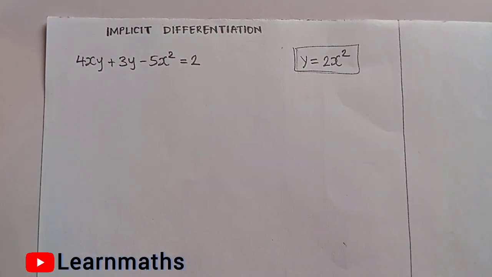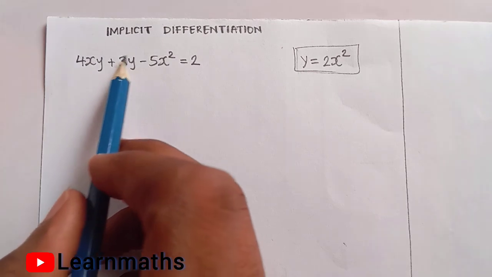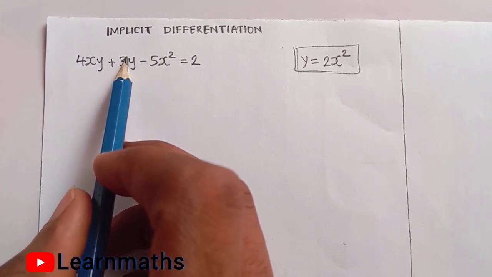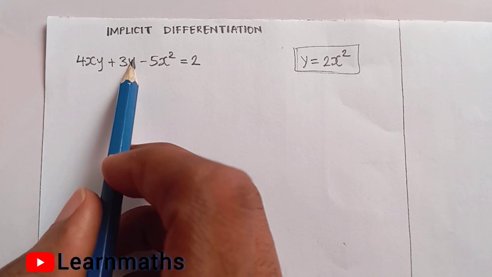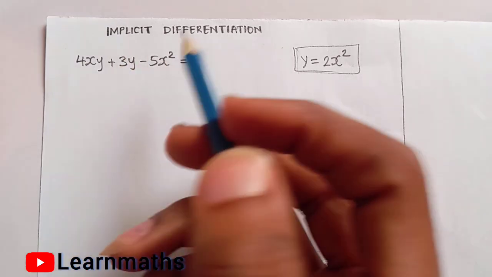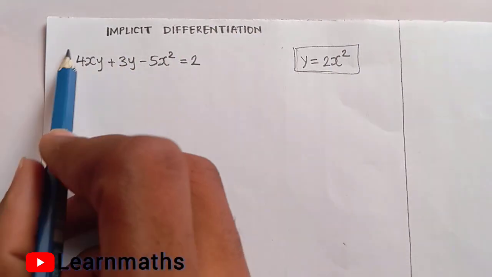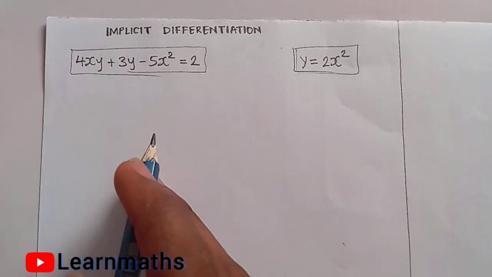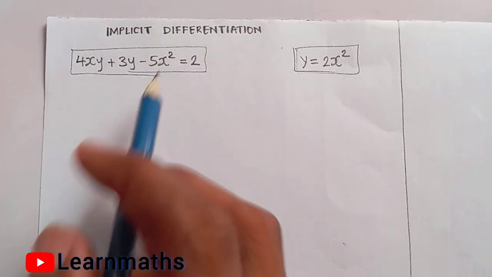Now take note of this: whenever you're differentiating in implicit differentiation, we're also going to be differentiating y. And whenever you differentiate y, you should make sure you add dy dx to the differential of y. For instance, this middle term here, if I'm going to differentiate 3y, the differential is going to be 3, but I will attach dy dx to it. Okay, let's proceed. We're going to find dy dx for this function using implicit differentiation.